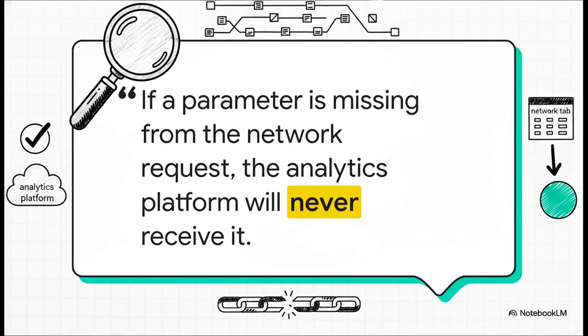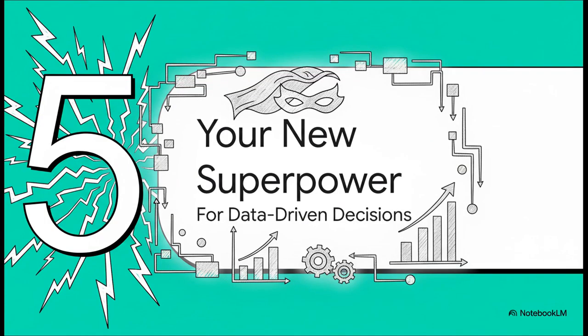And this right here is the golden rule. The one thing you have to burn into your brain. I'm going to say it again. If a parameter does not appear inside the network request, then the analytics platform will never receive it. I don't care what your preview mode says. I don't care what any other tool says. The network request is the absolute, final, non-negotiable source of truth, period. And once that really clicks for you, you realize this isn't just another debugging tool in your toolbox. This is like a superpower for anyone who has to rely on data to make decisions.